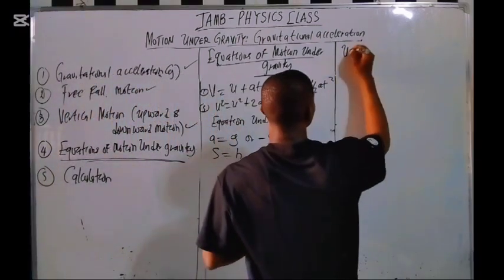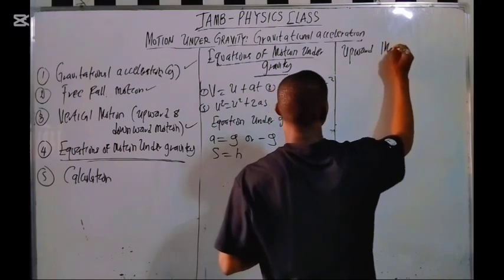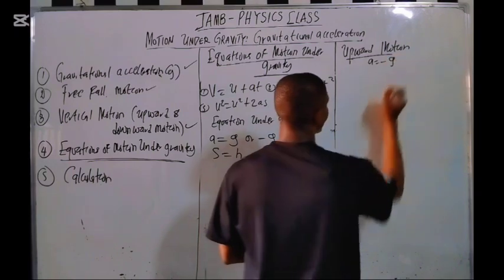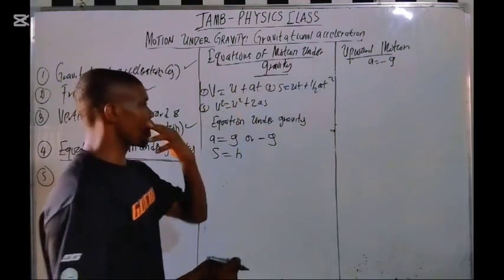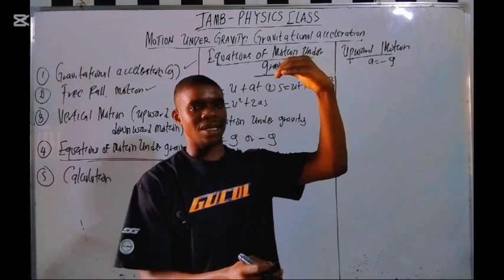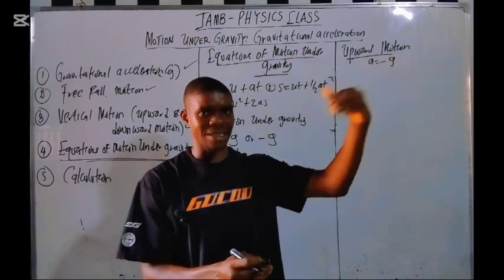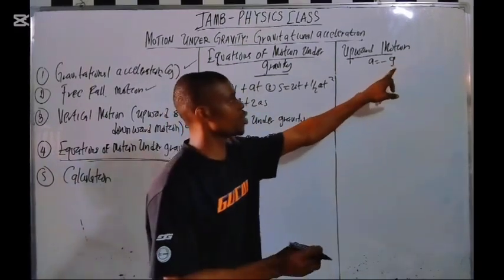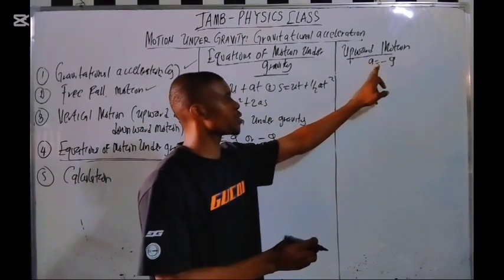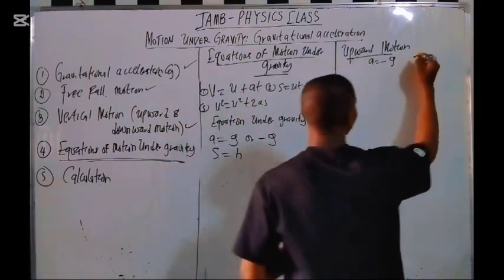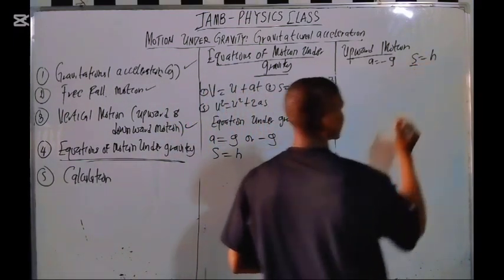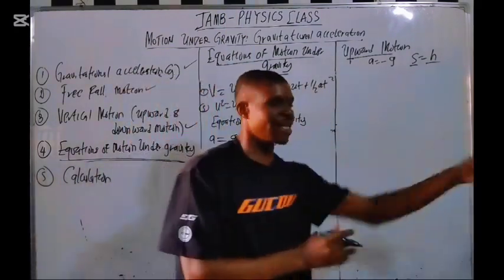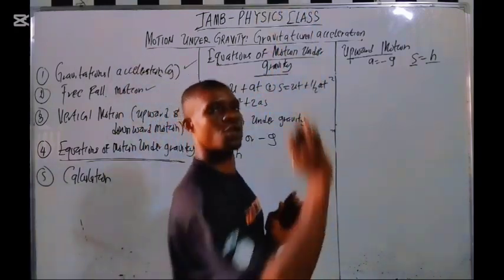Now, in upward motion, remember a equals minus g, right? As we move upwards, it's acting against gravity, it's opposing gravity, so the acceleration is minus g. So anywhere you see a, you put minus g. And s is going to be h, the height, because it's not distance again. This distance now becomes height because it's going up and coming down.